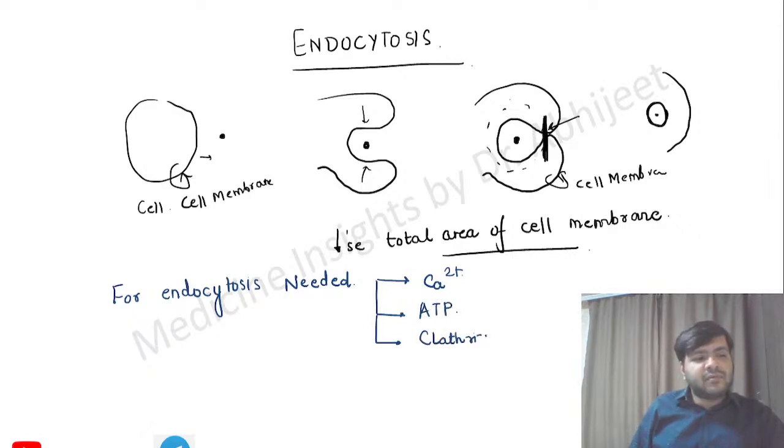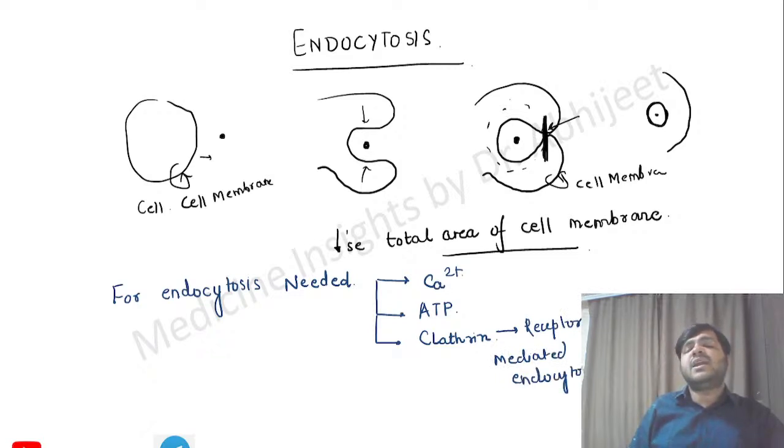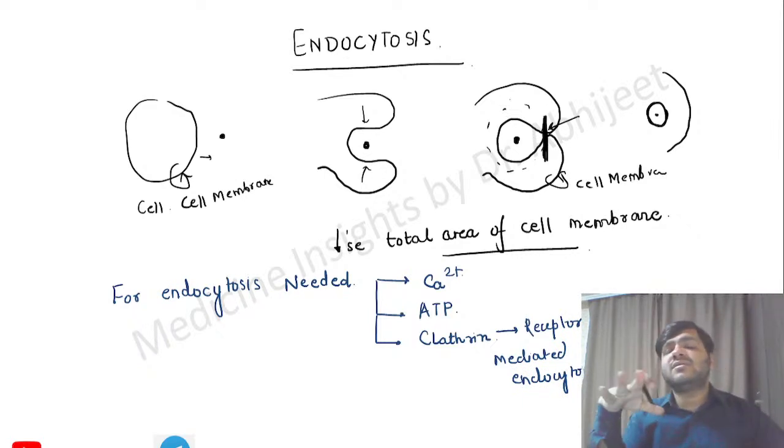clathrin. Clathrin is basically a type of special protein which is required for endocytosis. And remember, it is actually a receptor mediated endocytosis. Receptor, I have told you before also, it is present on the surface of the cell membranes. So it is like kind of a receptor mediated endocytosis.